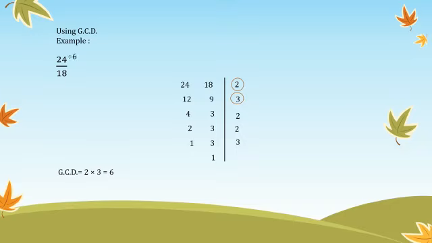Then we go to the fraction 24 over 18. We divide 24 by 6 and 18 by 6. 24 divided by 6 is equal to 4, and 18 divided by 6 is equal to 3. Then 4 over 3 is the irreducible fraction. Over here we divided one time, so GCD helped us to reduce 24 over 18 in one step, while with successive division we must divide in many steps.